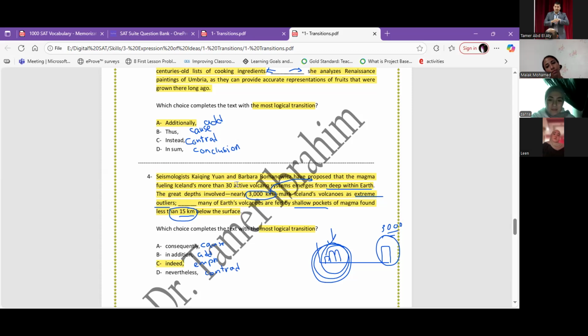In the first sentence, he told you that 30 active volcanoes come from deep within Earth. Then in the second sentence, he said there is one that makes the Iceland volcano, which is 3,000 kilometers deep. But he said this one is an extreme outlier, meaning it's not a normal one. Then he returns to say that there are shallow pockets of about 15 kilometers, far from the 3,000. They are deep. So now he is emphasizing the information that they are deep, but not 3,000 kilometers. Okay?